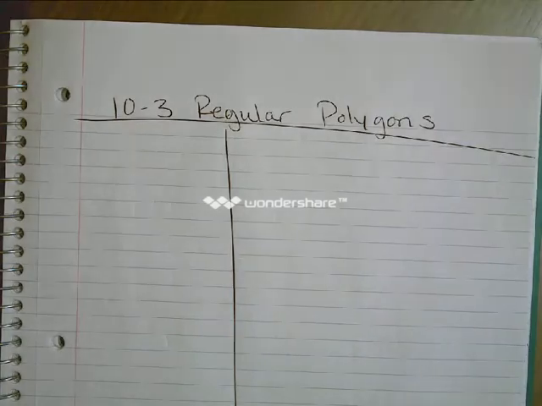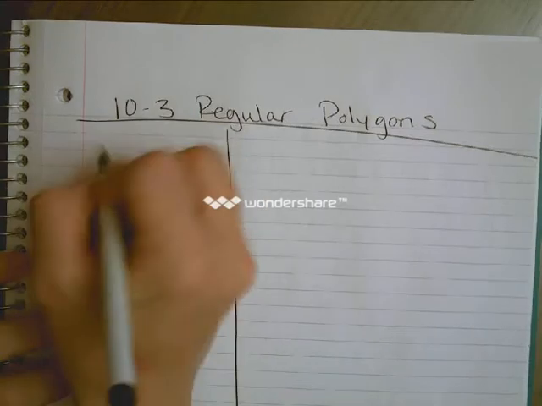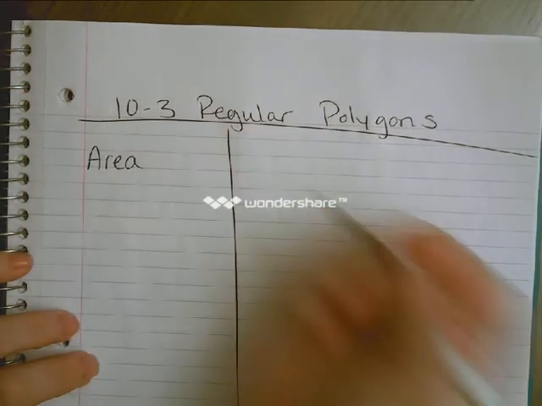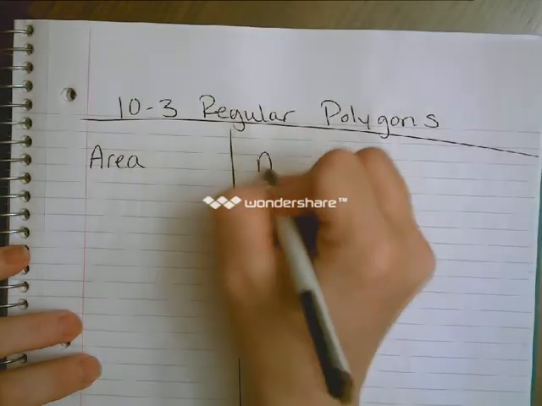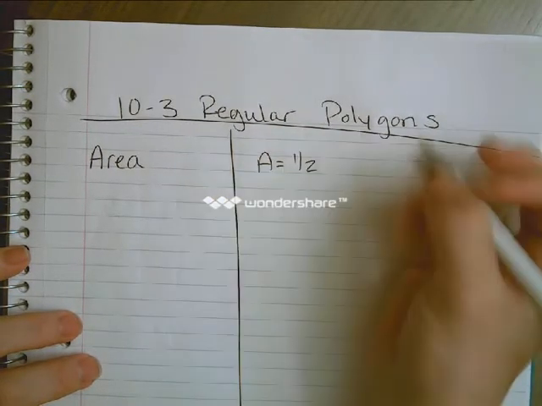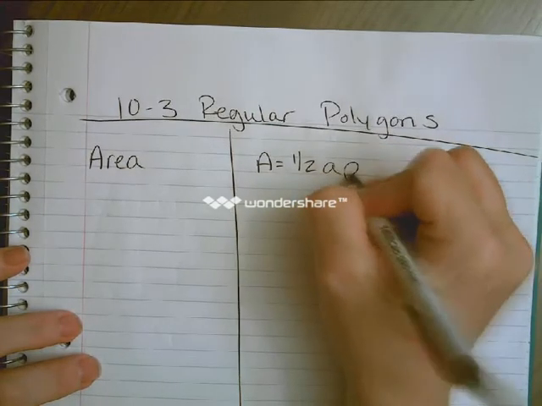Alright, this is 10-3 regular polygons. If you remember from our vocab, from our polygon unit, a regular polygon is one that has all equal sides and all equal angles. Okay, this is our area chapter, so now we're going to be discussing the area of these things. The formula for the regular polygon looks like this.